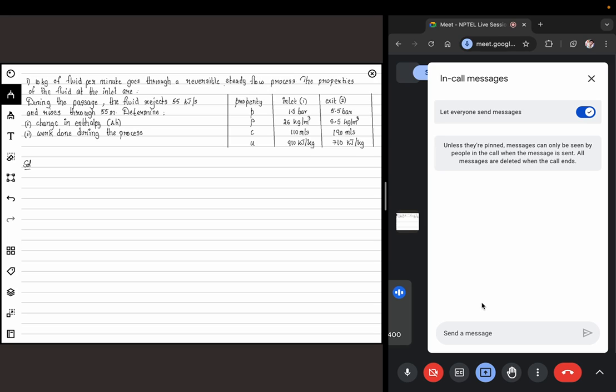Just to avoid confusion between internal energy and velocity, I've been using a different notation. So here C stands for the velocity, U is for the specific internal energy.